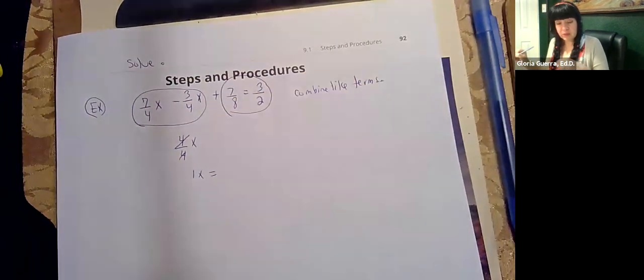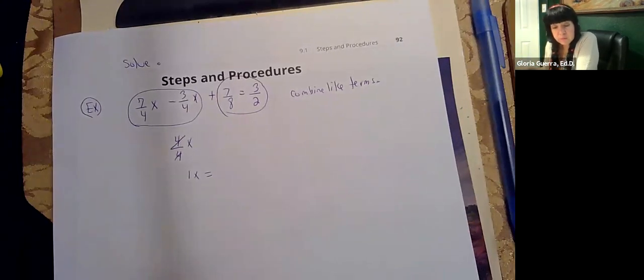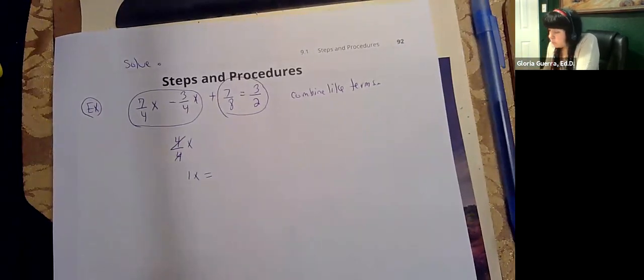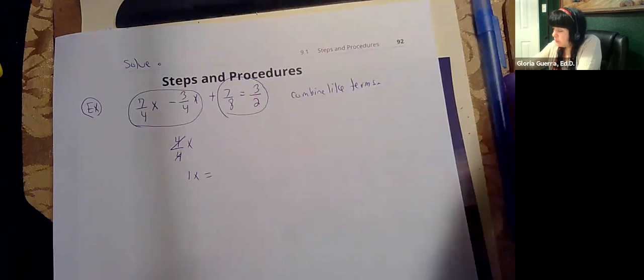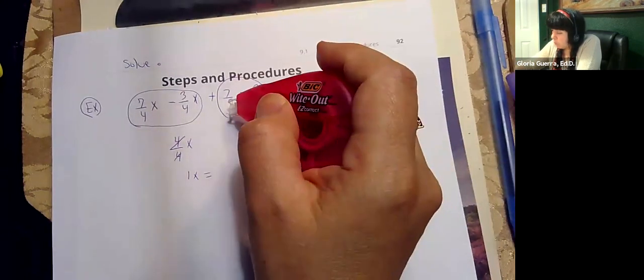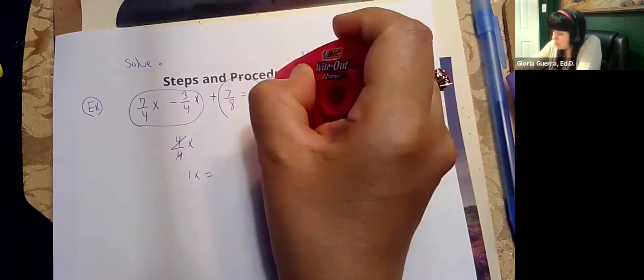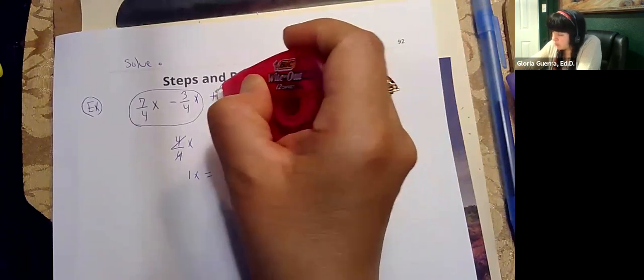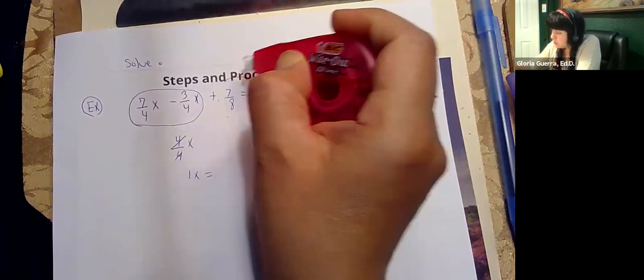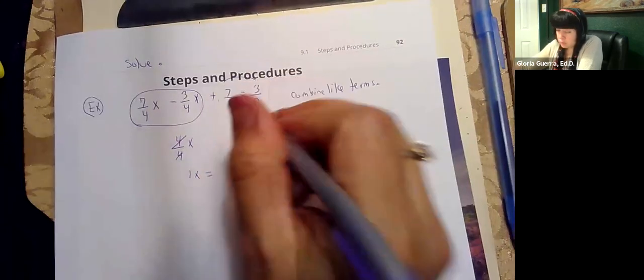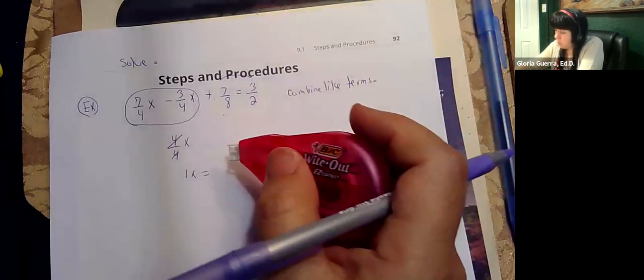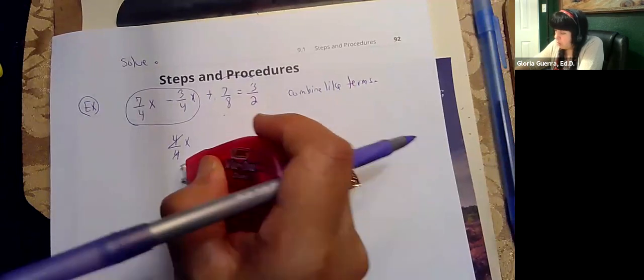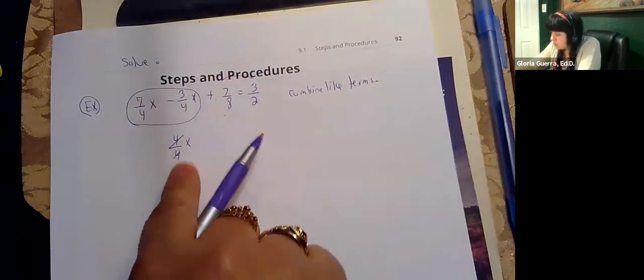On the other side, 7/8 minus 3/2, you have to find a common denominator. Oh wait, that's an equal sign. We didn't take that off. You cannot combine across the equal sign. All you can do is rewrite that. So this simplifies to 1x. That's nice.